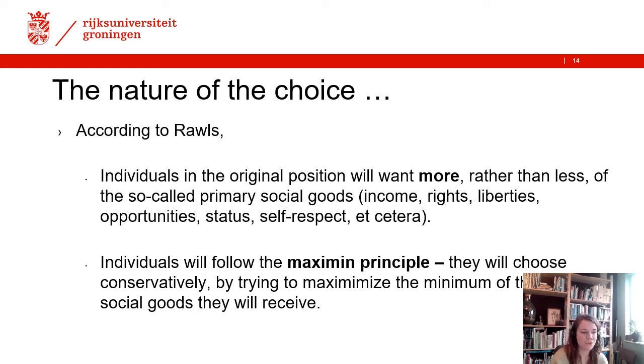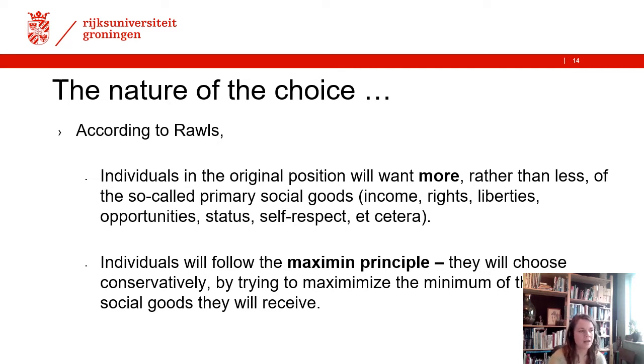If we are in this original position and behind a veil of ignorance, according to John Rawls there would be two principles that people would come up with. All individuals, irrespective of their position in society, would decide that they want more rather than less of the so-called primary social goods. With primary social goods, he means income, rights, liberties, opportunities, status, self-respect, etc.